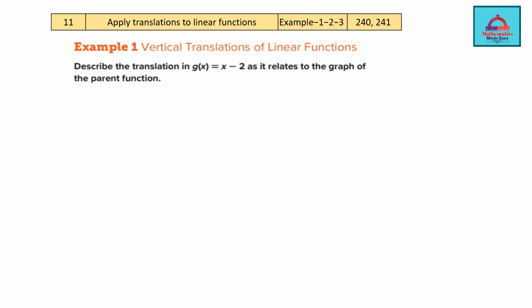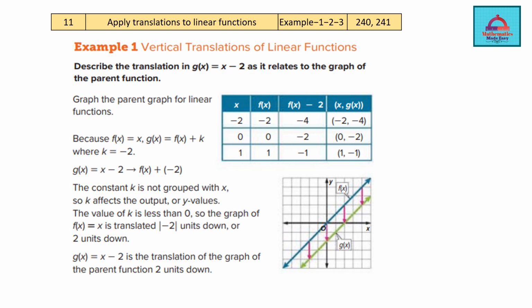Next question is on vertical translations of linear functions. Describe the translation g(x) = x - 2 as it relates to the graph of the parent function. So here the parent function will be y = x. And if you compare with x - h, here h is 2. So here, graph the linear function f(x) = x, this blue line, this is the parent function, and g(x) is equal to f(x) + k. What is the value of k?